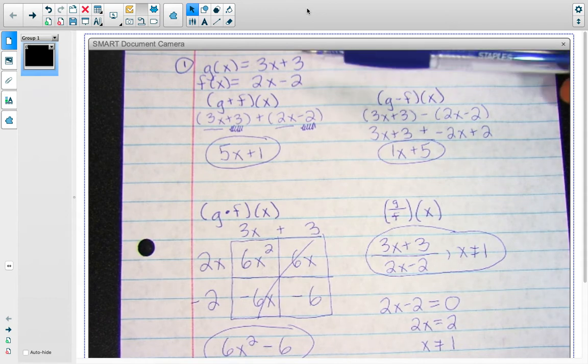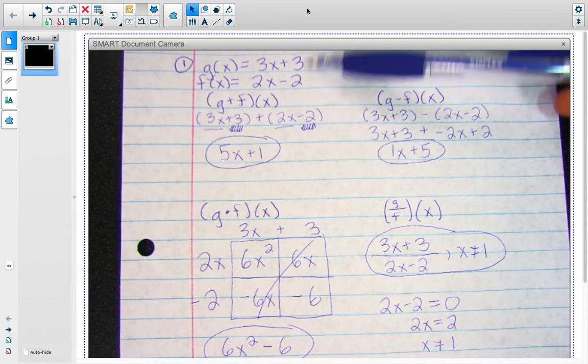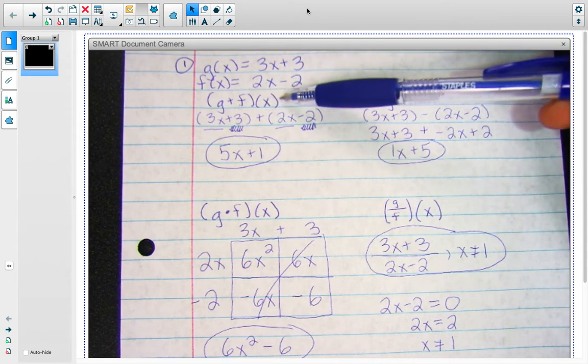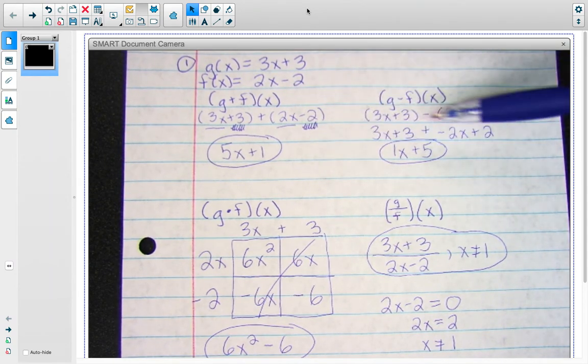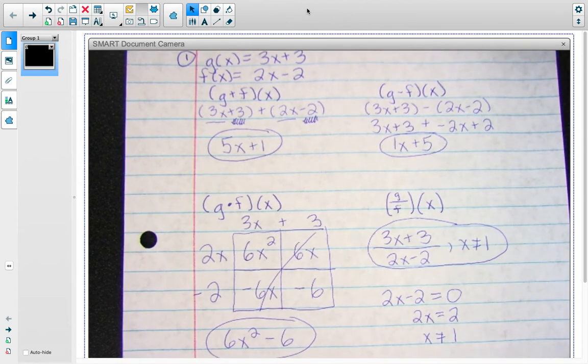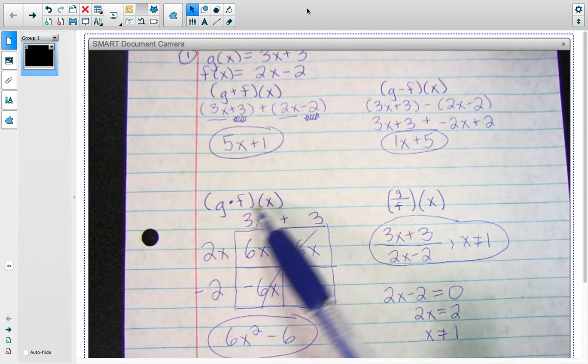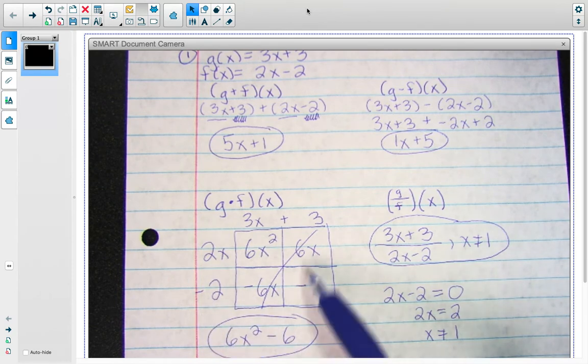So recap, we had these two functions that we started with. We added the two functions together. We subtracted the two functions by adding or subtracting like terms. We did the box method to help us multiply. In the next example, I'll review the distributive property for those of you that like to do it that way.